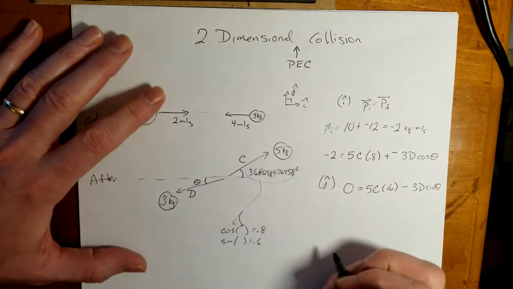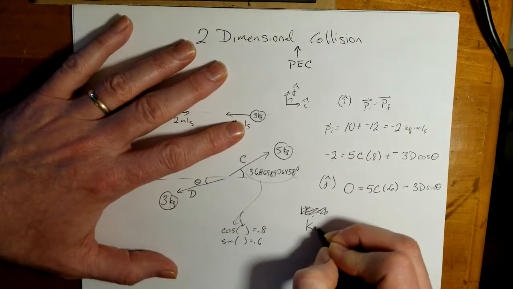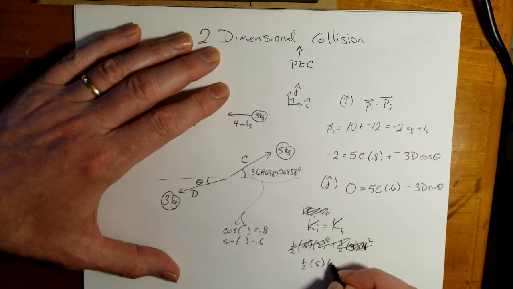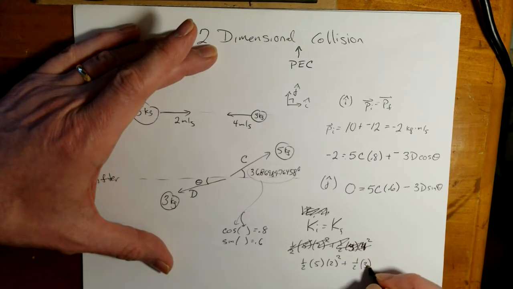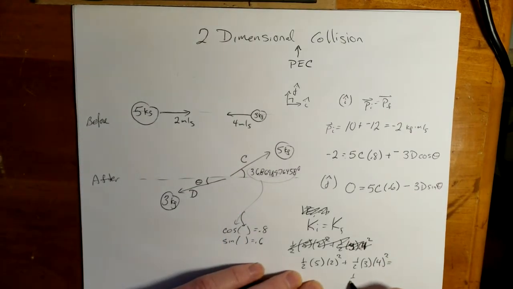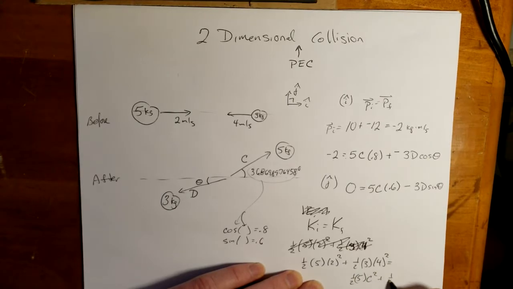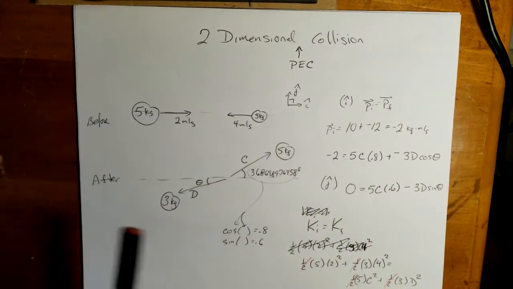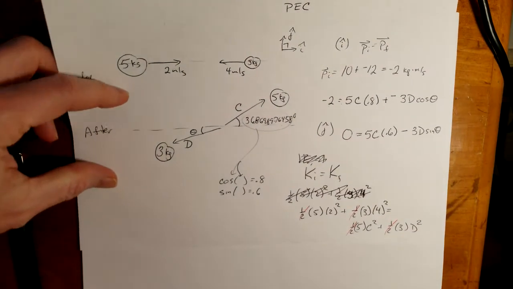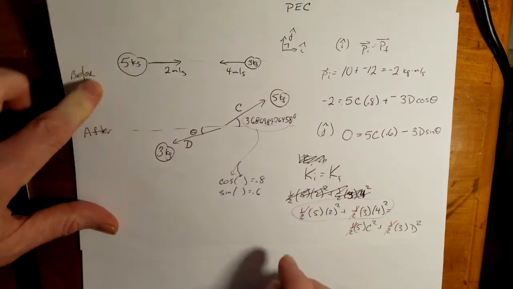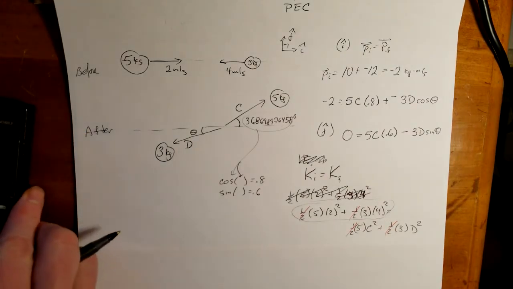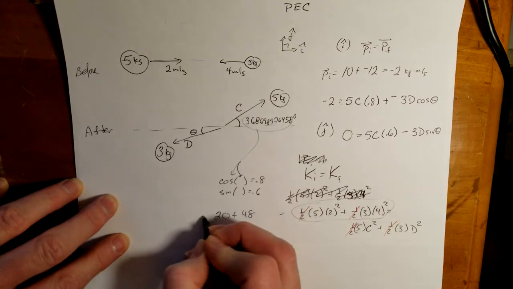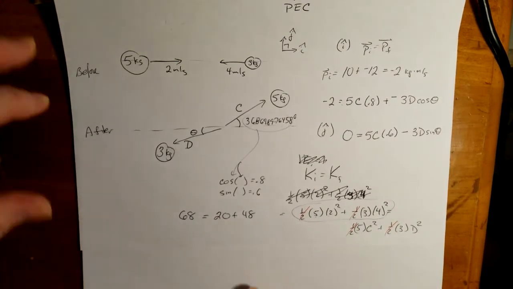And then because it's a perfectly elastic collision, we do have kinetic energy initial equals kinetic energy final. Those are capital K's. So I have 1/2 times 5 times 2 squared plus 1/2 times 3 times 4 squared equals 1/2 times 5 times c squared plus 1/2 times 3 times d squared. Right off the bat, we can simplify this best by multiplying the whole thing by 2. It makes life just a little bit simpler. And while we are here, twice the initial kinetic energy, because I multiplied by 2, becomes 20 plus 48, or 68.